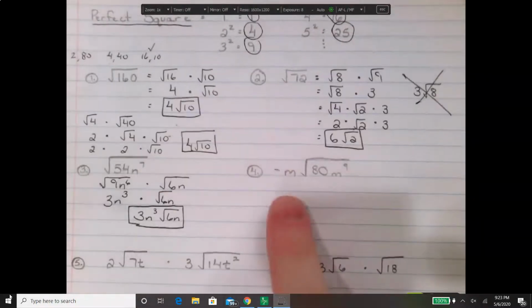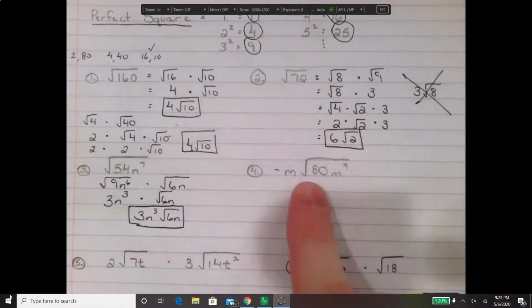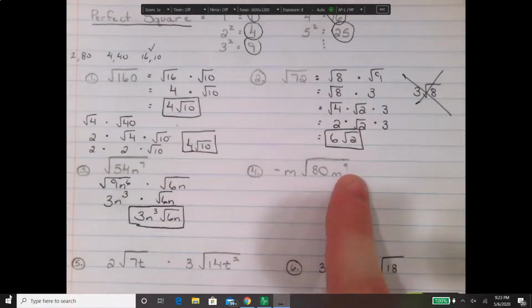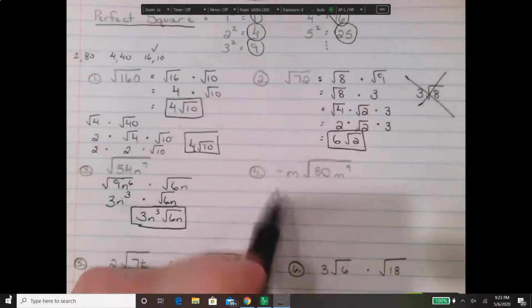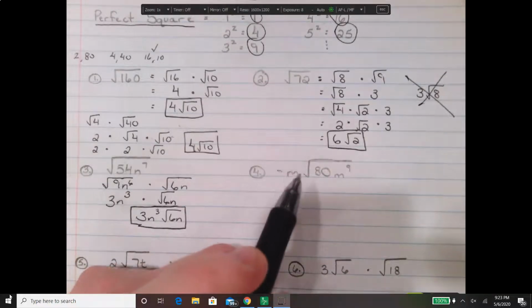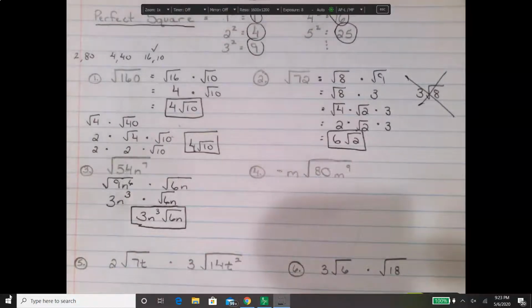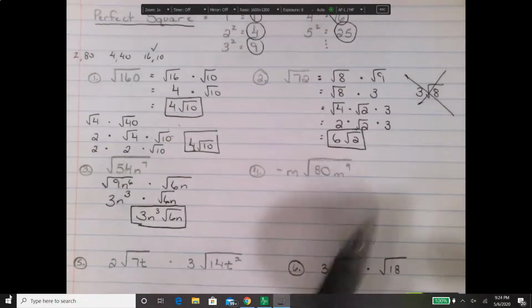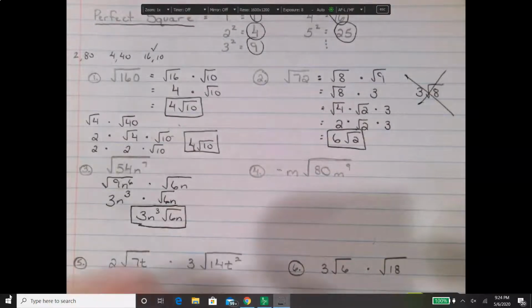Let's look ahead at number 4. This time I've got negative m times the square root of 80 times m to the 9th. Now, I want to focus real quick on this negative m that's out front. If you ever have anything that's out front of your problem, I'm going to recommend doing that last. Just leave it out there because that's really going to be the easiest part of this problem because it has nothing to do with this square root. So let's go ahead and focus on breaking this one apart.